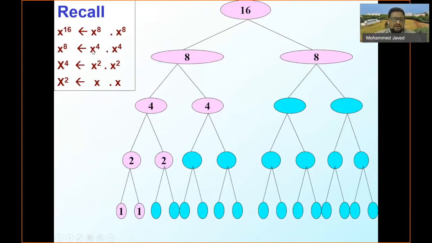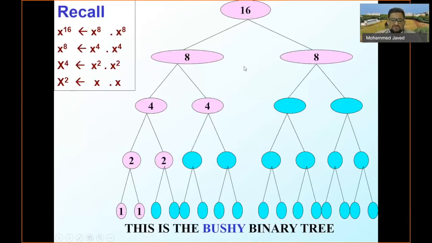So now, if we closely see this representation, then it follows a tree representation. So this is an example. You can see that x power 16 is now split into 8 into 8, and then 8 is again split into 4 into 4.